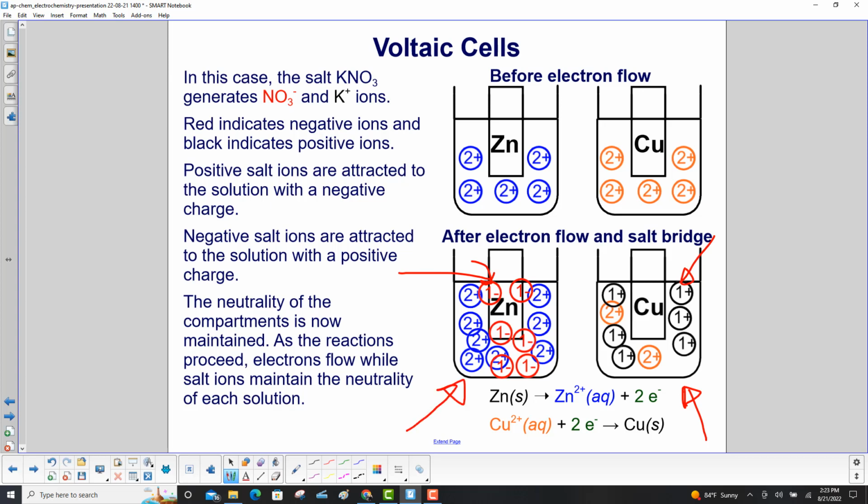The neutrality of the compartments is now maintained. As the reactions proceed, electrons flow, so the electrons can keep flowing like this, while salt ions maintain the neutrality of each solution. So if you add all these charges up, you get 0, and you add all these up, you get 0.